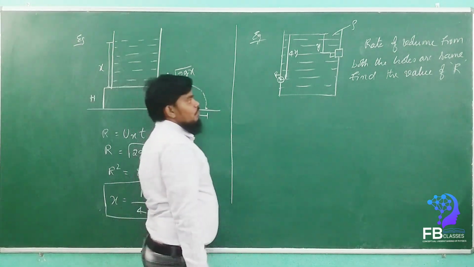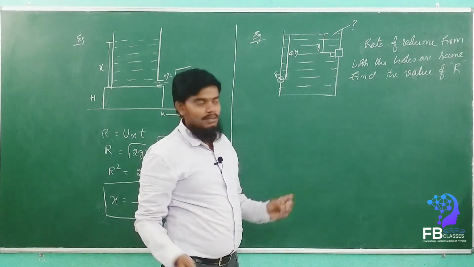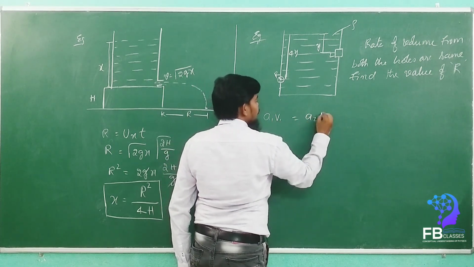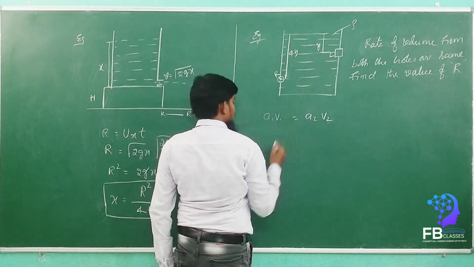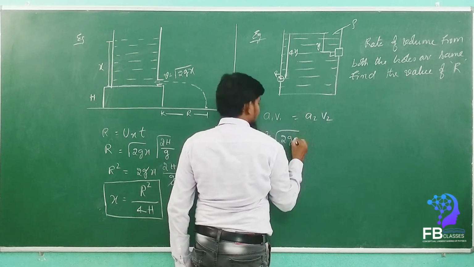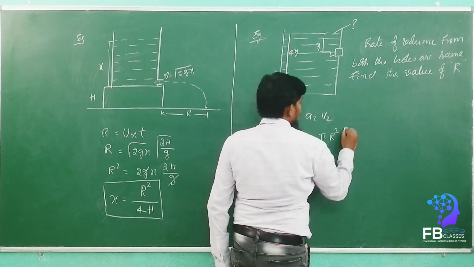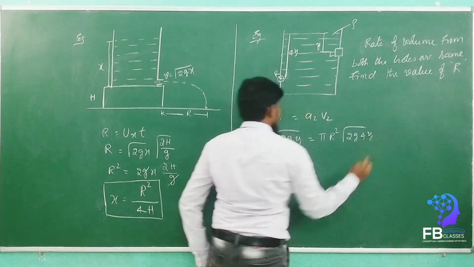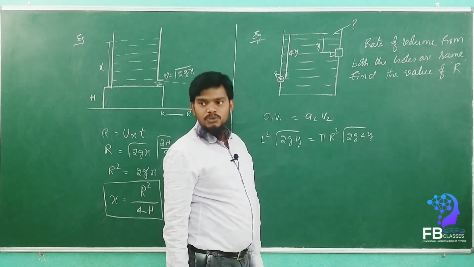So we know very well, both the holes have the same volume flow rate. That means a1 v1 is equal to a2 v2. Now a1 for the first hole is L square and velocity is root 2 g y, that is equal to a2, which is pi r square, and v is root 2 g times 4y. Now from these equations we have to find the r value.